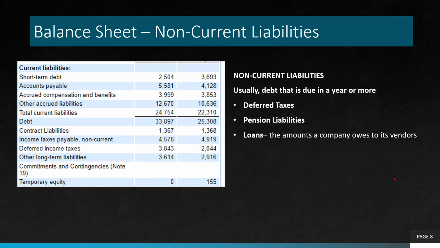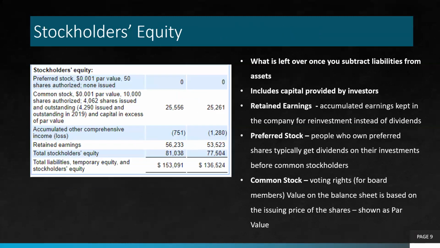And then you have non-current liabilities, and it's usually debt that is due in a year or more. Typically, you'll see deferred taxes, pension liabilities, other long-term liabilities or loans where deals have been made where these monies don't have to be paid back for a length of time.